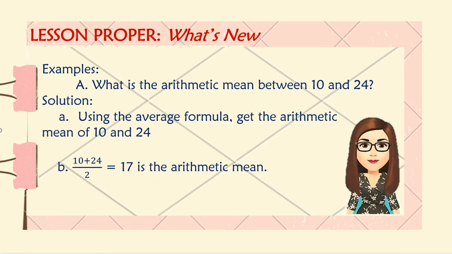Okay, so ibig sabihin, ang gagawin lang natin dyan is we will add 10 and 24. Okay, and then divided by 2. Okay, so we have 10 plus 24 divided by 2 is equal to 17. So that is the arithmetic mean between 10 and 24. Okay, ibig sabihin nyo na sa pagitan ng 10 and 24 ay 17.